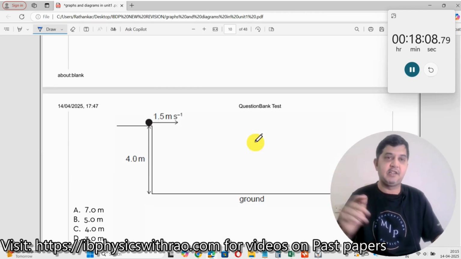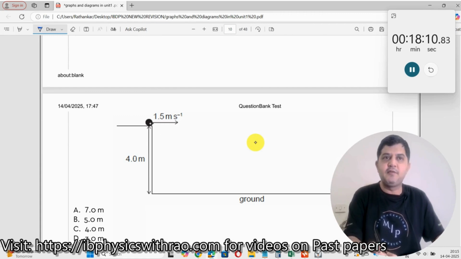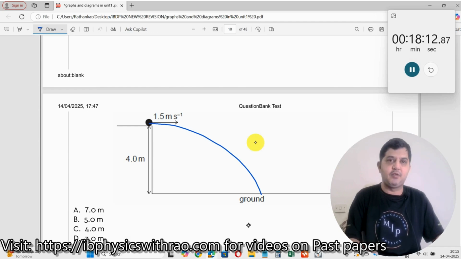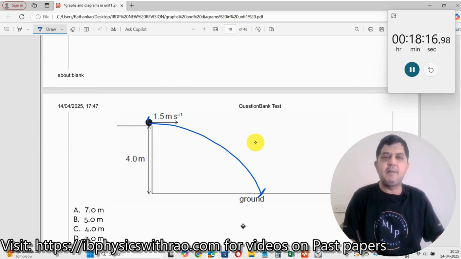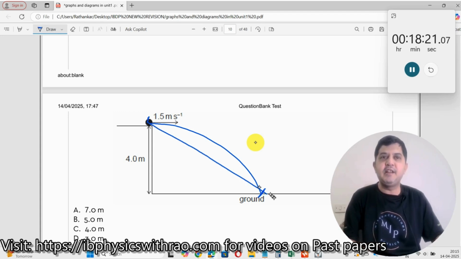Magnitude of the displacement. What will happen? This stone will come and fall over here. Now what is displacement? This is your initial point and this is your final point. Now you draw a line like this and you get the displacement. How do you get this? If you know this value, then you can use the Pythagoras theorem to get the answer.